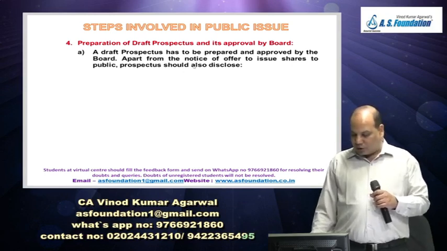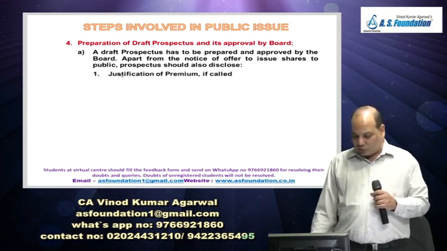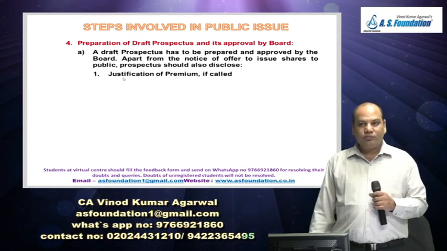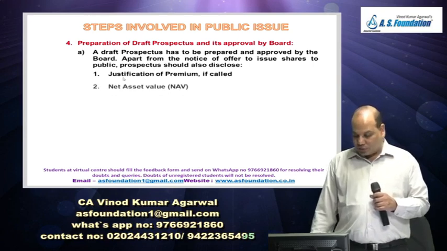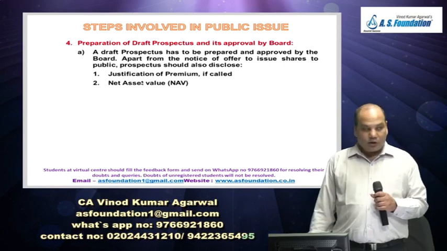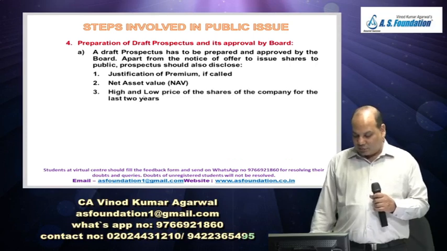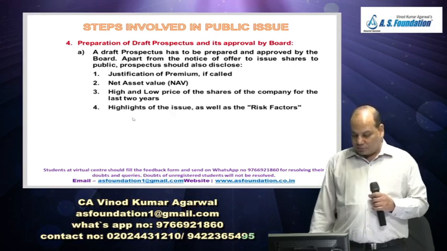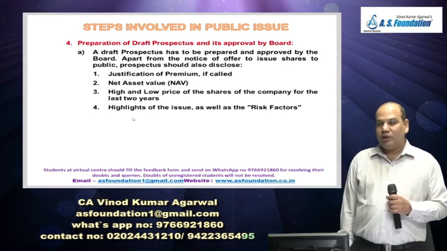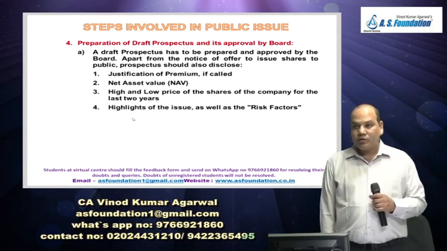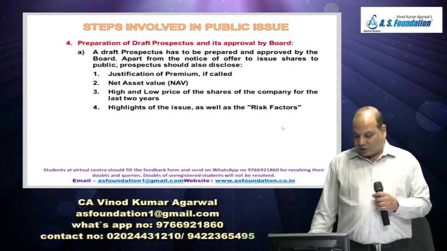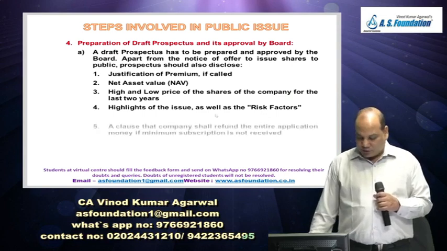Okay, so apart from the notice of offer to issue shares to public, prospectus should also disclose justification of premium if called. So what you will include in this prospectus or draft prospectus? In case the company is charging premium, why? Justify. Net asset value, high and low price of share of the company for the last 2 years. Highlights of the issue, main features of this issue, as well as risk factors. Let the investor be aware about the risk factors.